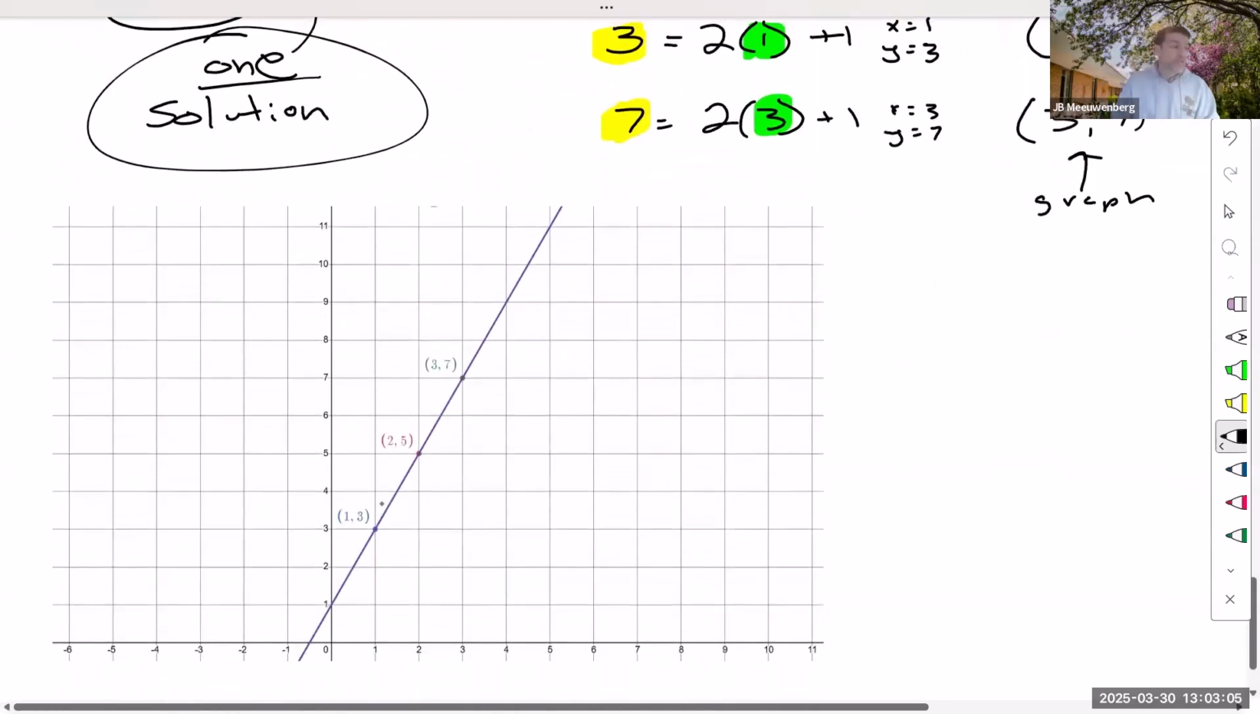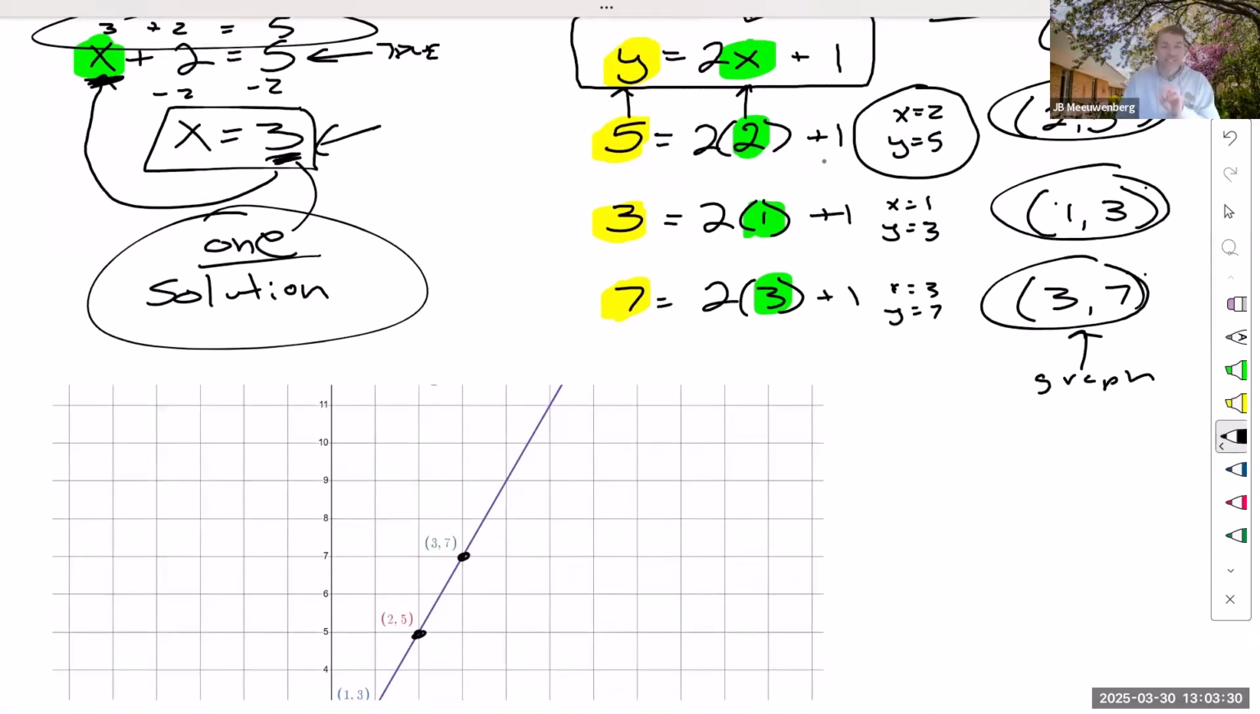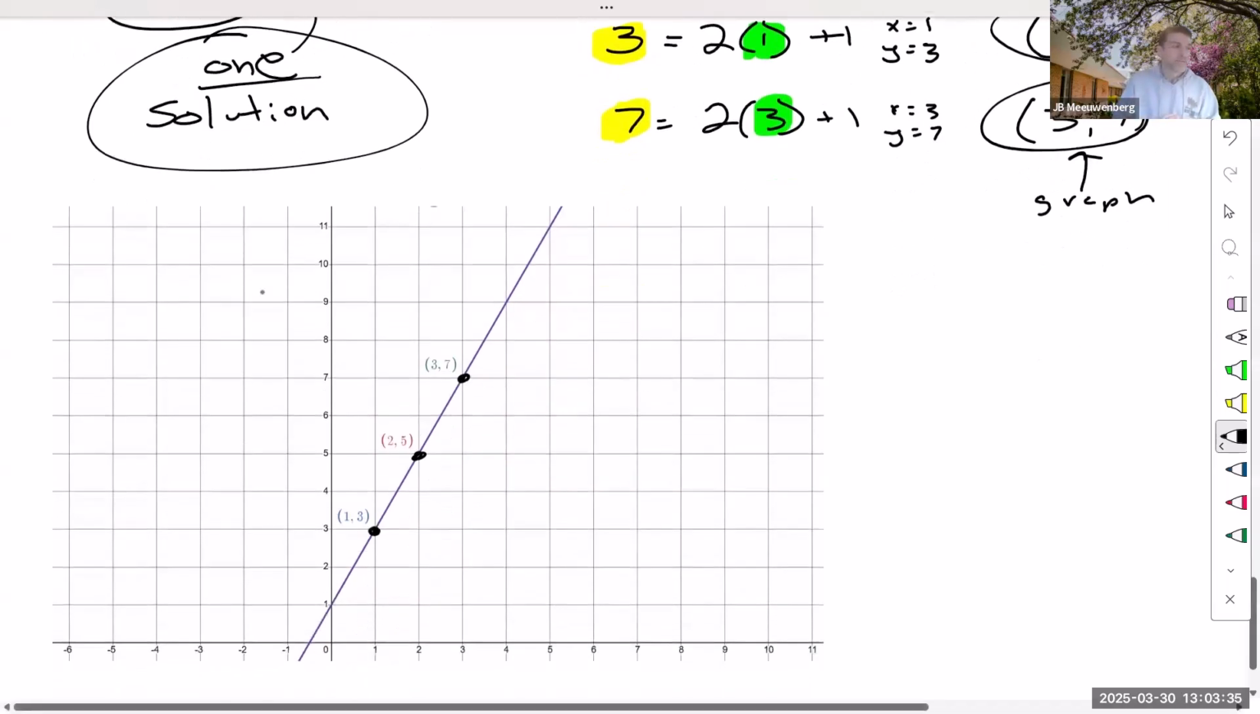Now, we found 3 solutions. This point, and this point, right? Remember those 3 pairs of numbers: 1, 3, 1 for the x, 3 for the y; 2 for the x, and 5 for the y; and then 3 for the x and 7 for the y. Those pairs were all solutions. Remember this? They all were solutions to this equation because they made it true. Well, guess what? There are more solutions on this line. This point right here, for example, x is 4, y is 9.